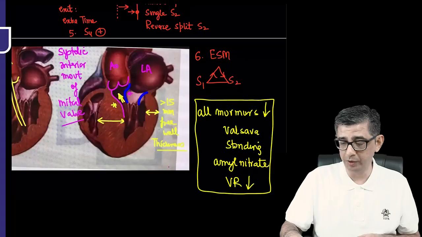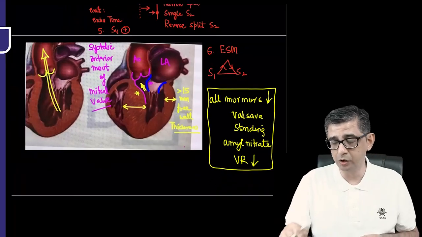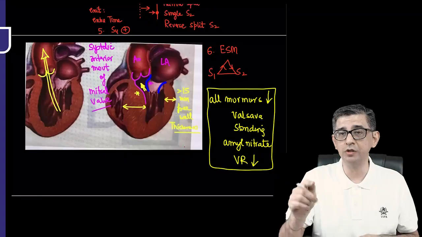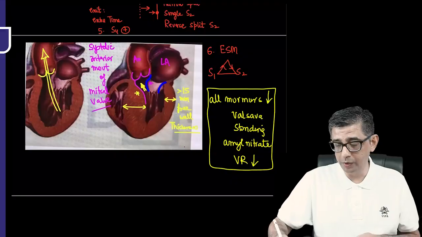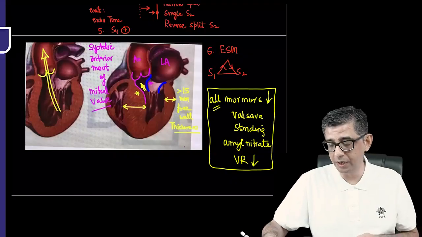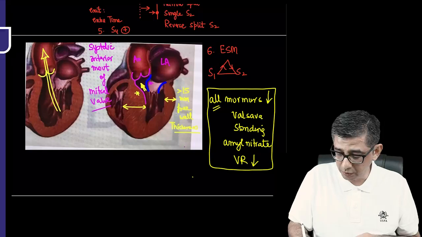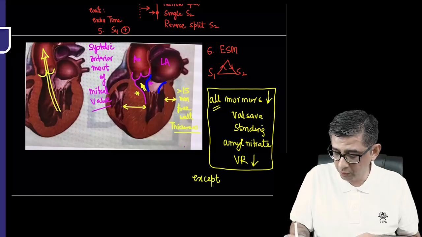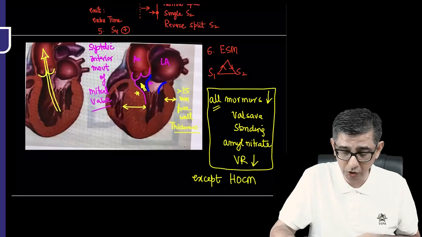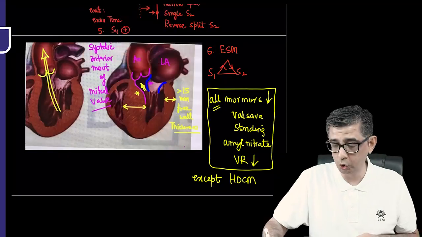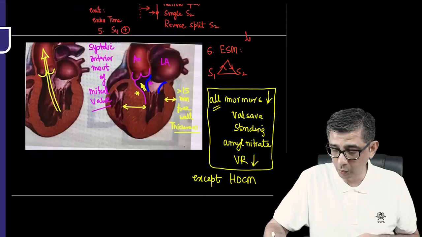This is standard information, but HOCM does not follow the rule. I'll explain the reason for that also, but first and foremost, I want you to remember that all murmurs decrease with Valsalva, standing, amyl nitrate, except the murmur of hypertrophic cardiomyopathy. In hypertrophic cardiomyopathy, the ejection systolic murmur that I explained to you will become louder.